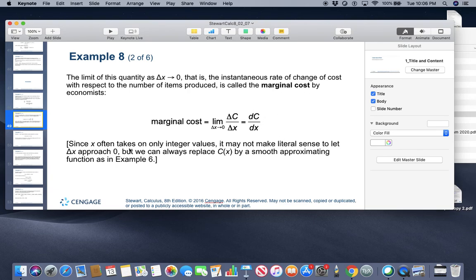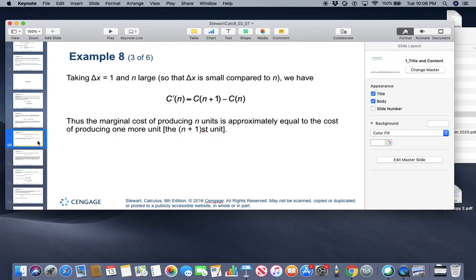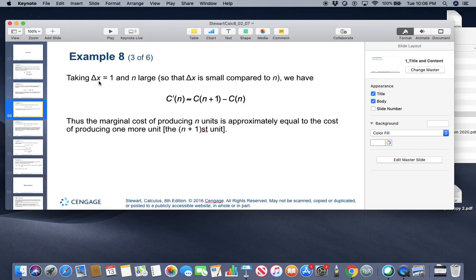Remember that. Since x often takes only integer values, it may not literally make sense, right? x is the number of items produced, but this limit does not really make sense unless the cost function is replaced by a smooth approximating function. All right. Now taking Δx equals 1 and n large enough, C'(n) is approximately the same as C(n+1) minus C(n).